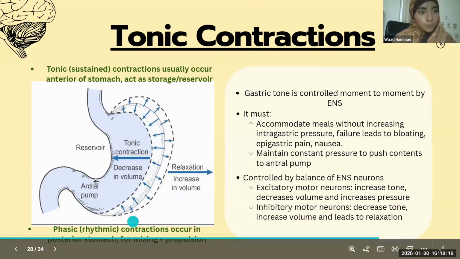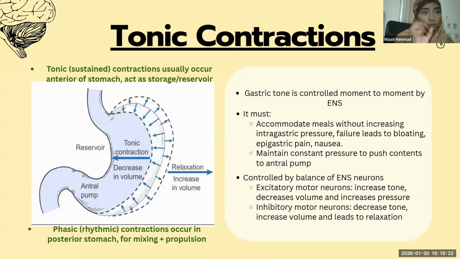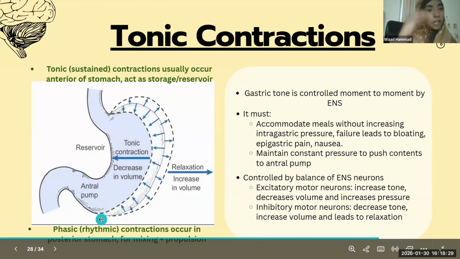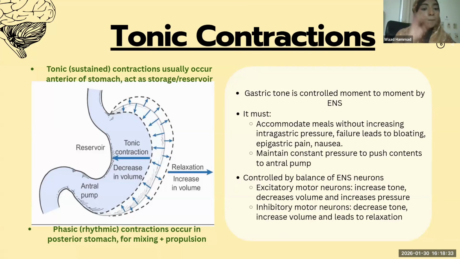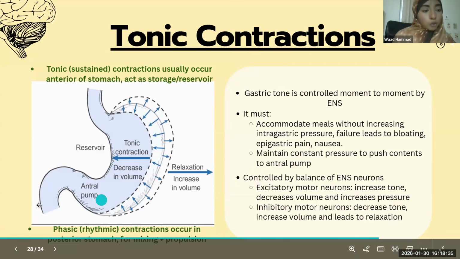And what we mean by phasic is it just contracts and then relaxes, contracts and then relaxes, contracts and then relaxes. This is so that the food can mix more, so that there can be more propulsion towards the antral pump. It's a similar concept to peristalsis in our esophagus, but here it's in our stomach. We want to push the food more towards our antral pump. So here there's more phasic or rhythmic contractions.